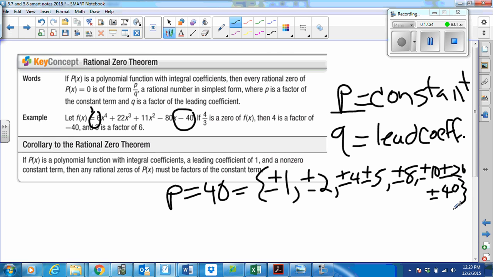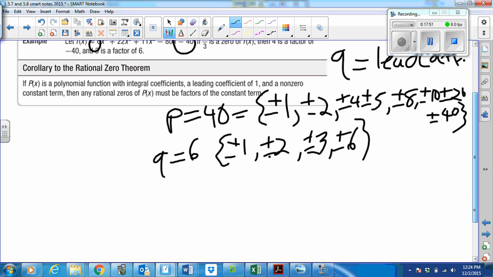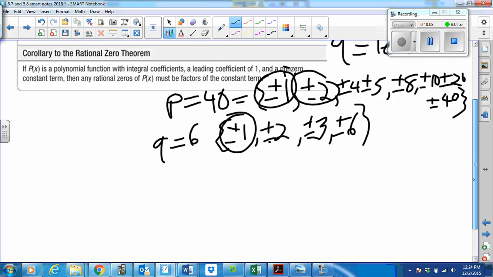This is a really bad example to start off with. And then q is equal to 6, and all of the factors of 6 would be plus or minus 1, plus or minus 2, plus or minus 3, and plus or minus 6. So if you look at all the possible combinations you could have of things that might be factors, you can say it'd be 1 over 1, or plus or minus 2 over 1, or plus or minus 4 over 1. And we have a million different factors that we could check to see if it goes into it.